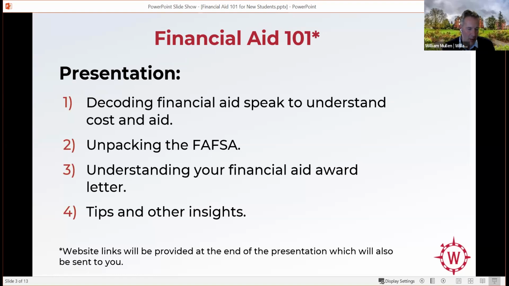And then when we're done with that, I'm just going to open it up and allow everyone to ask questions about financial aid at Willamette University. Again, we're not allowing chat or questions during the presentation, but we'll have plenty of time at the end to answer any questions that you have.